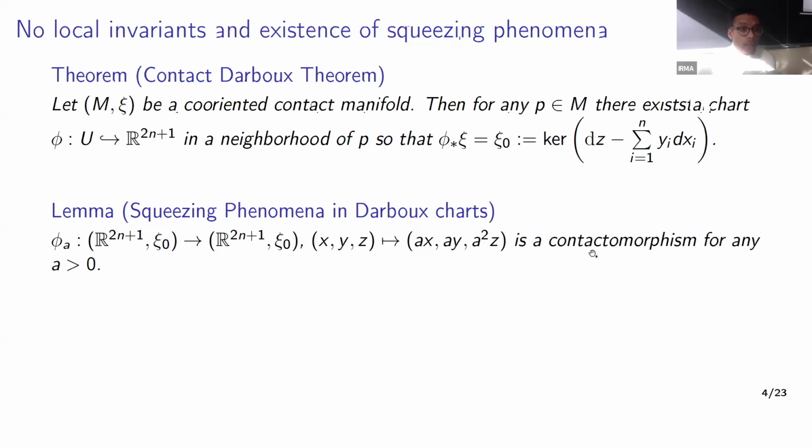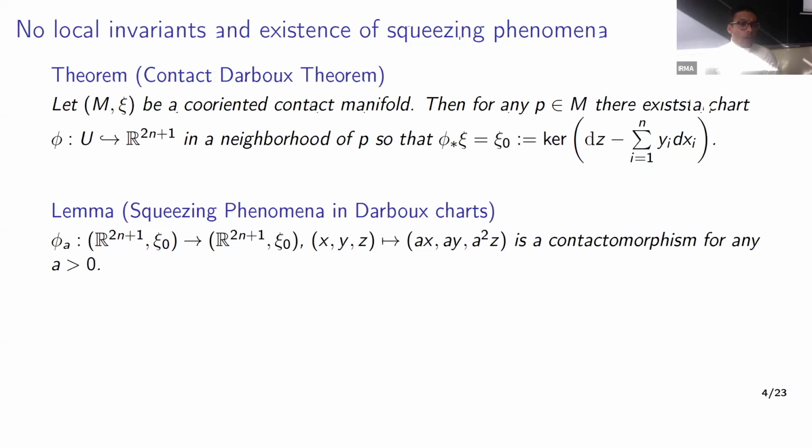So again, in this contact geometry, we don't have any local invariant. If you have a contact manifold, around any point you can find a chart so that the contact distribution is just given by the kernel of the one form dz minus the sum of yi dxi, which is the standard contact distribution on R2n+1.